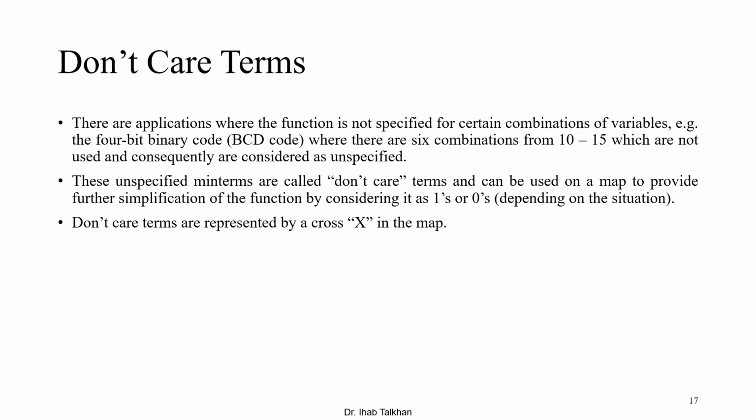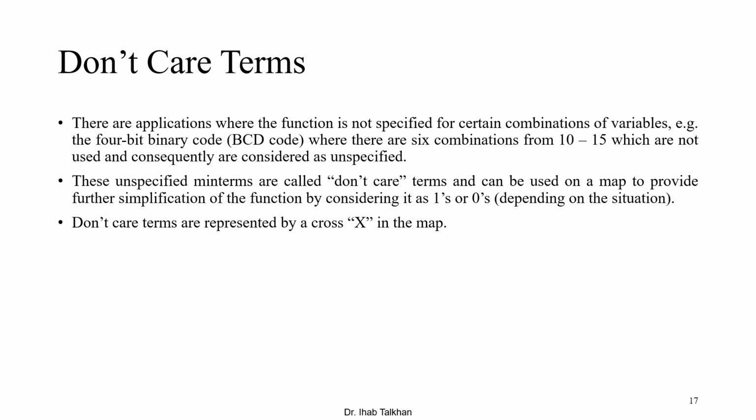So actually this very example here is an example talking about BCD, talking about XS3, talking about 2 4 2 1, talking about 8 4 minus 2 minus 1. All these have the full 16 combinations. You are using only 10 out of 16, which means you will always have 6 undefined states. So this is what we call the unspecified minterms. They are called don't cares, and can be used on a map to provide further simplification of the function by considering them as 1 or 0.